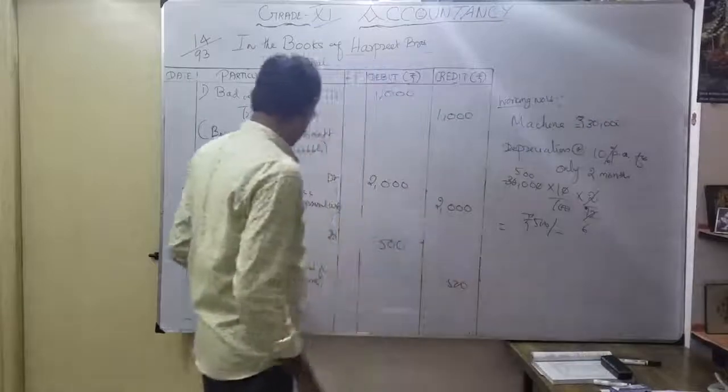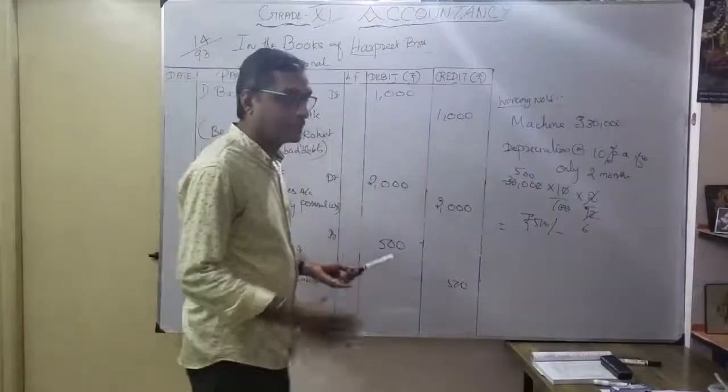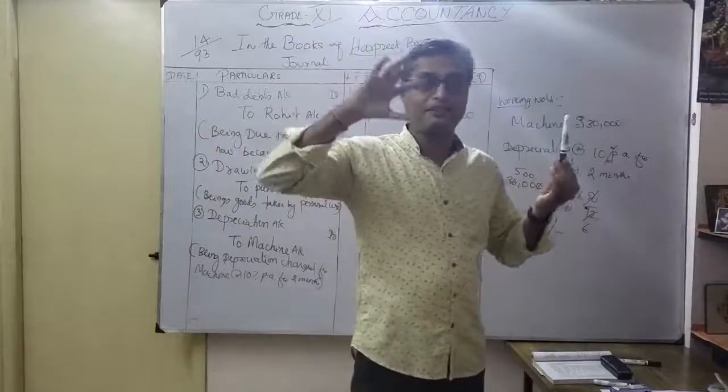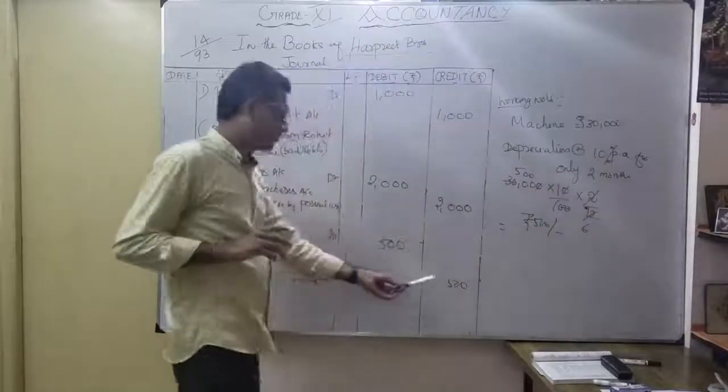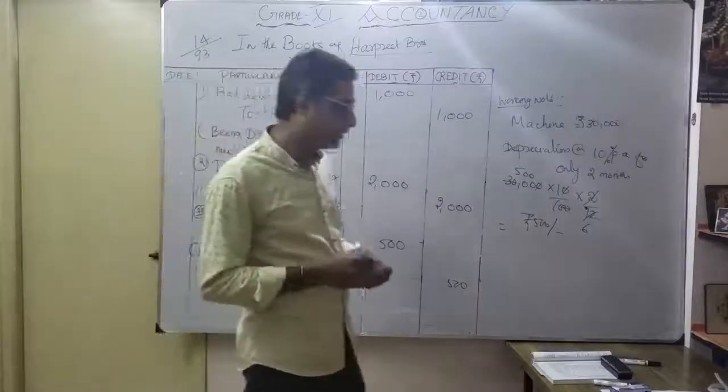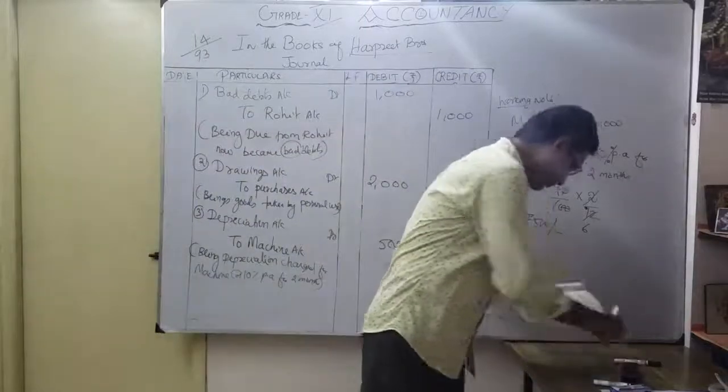So why am I crediting my machine account 500? My machine value now becomes reduced by the depreciation, 500. That's why I am crediting the machine account 500. My debit is the depreciation account. You understood? That's our third entry. Right. What is our fourth entry?